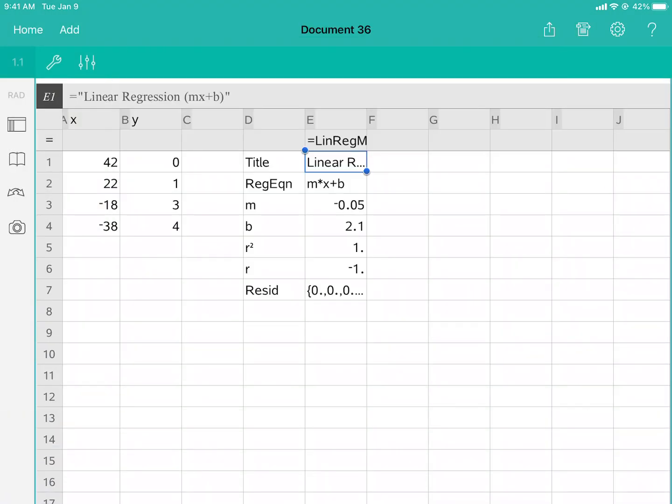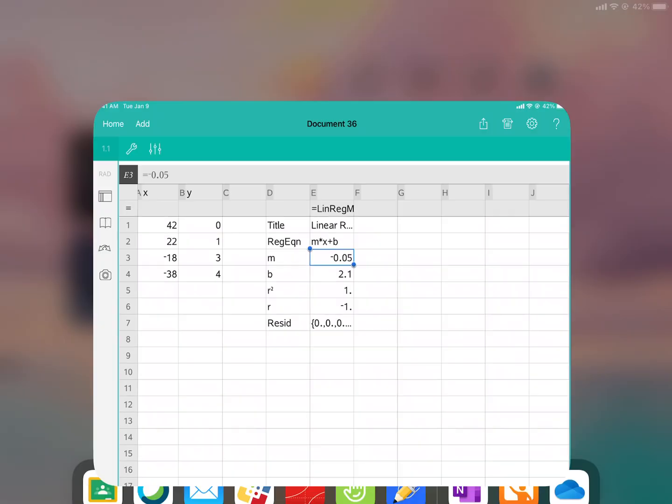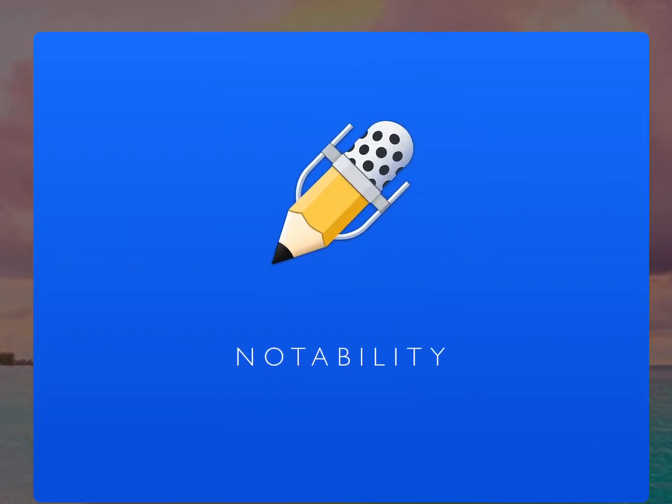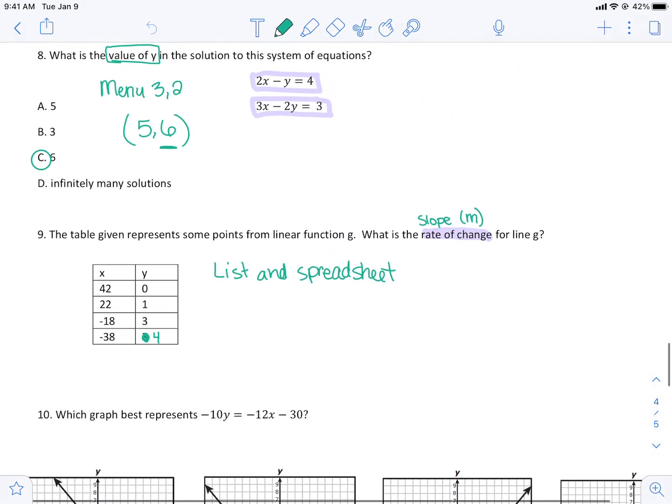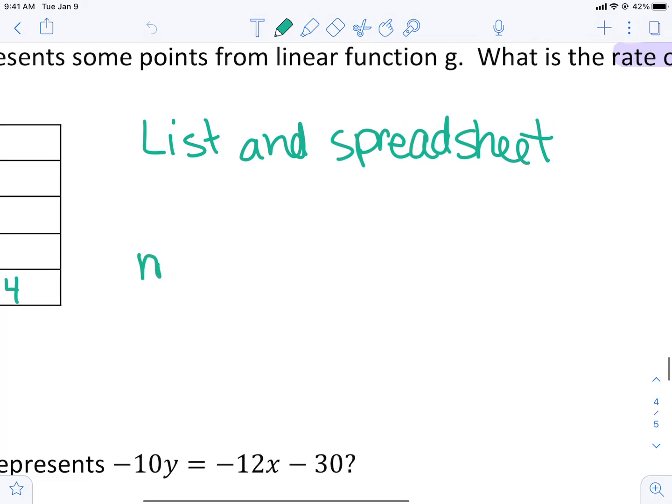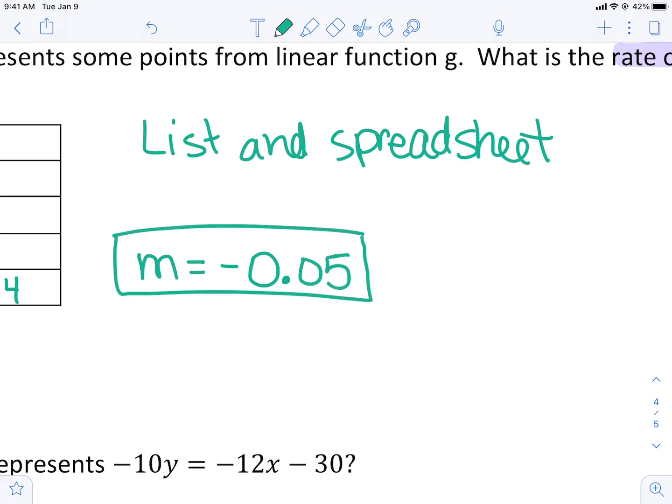And again, I'm looking for the rate of change, which we said was m. So I look, and my rate of change m is a negative 0.05. So I'm going to go ahead and write that in my notes. Negative 0.05. So go back to my Kahoot review. There we go. M equals negative 0.05. And that would be my final answer.